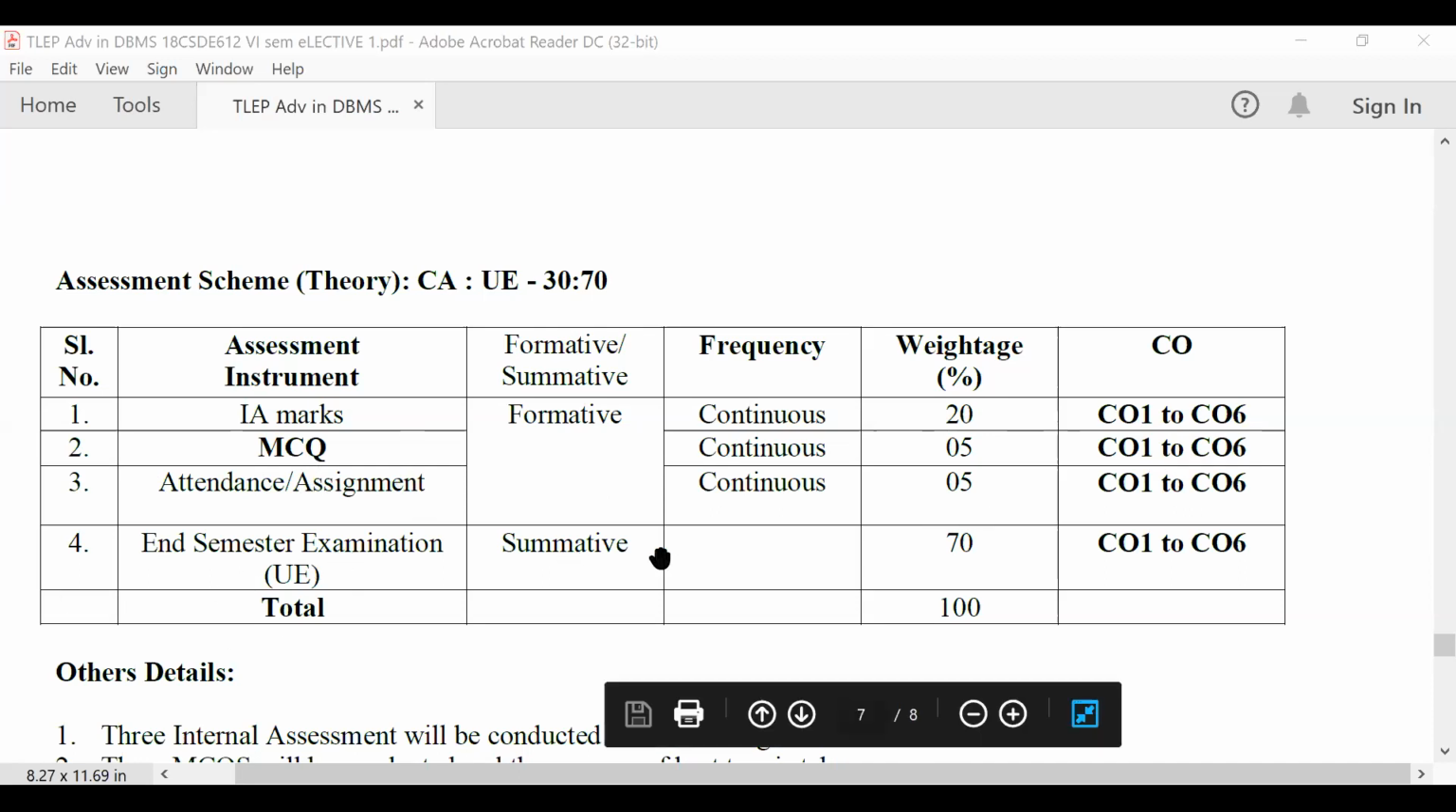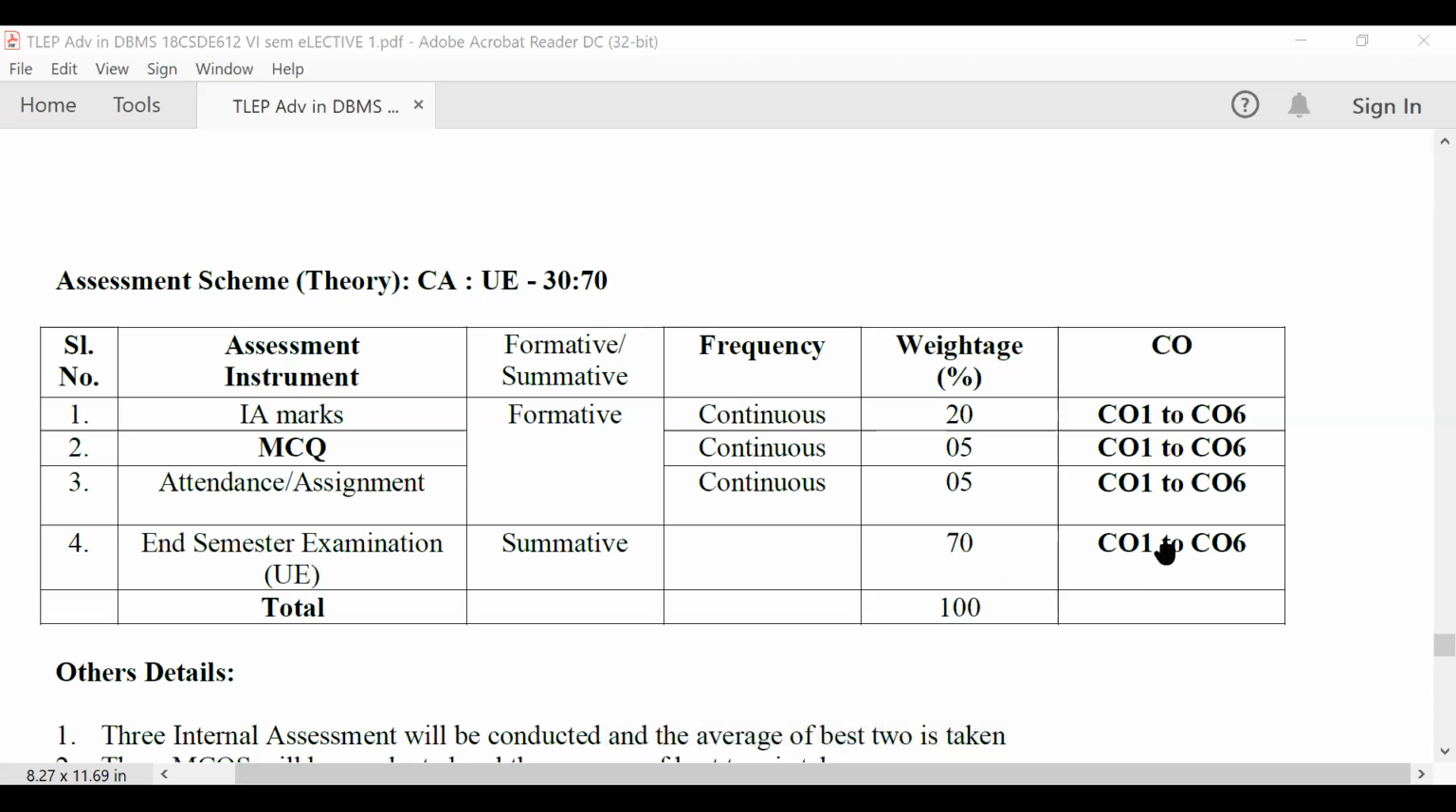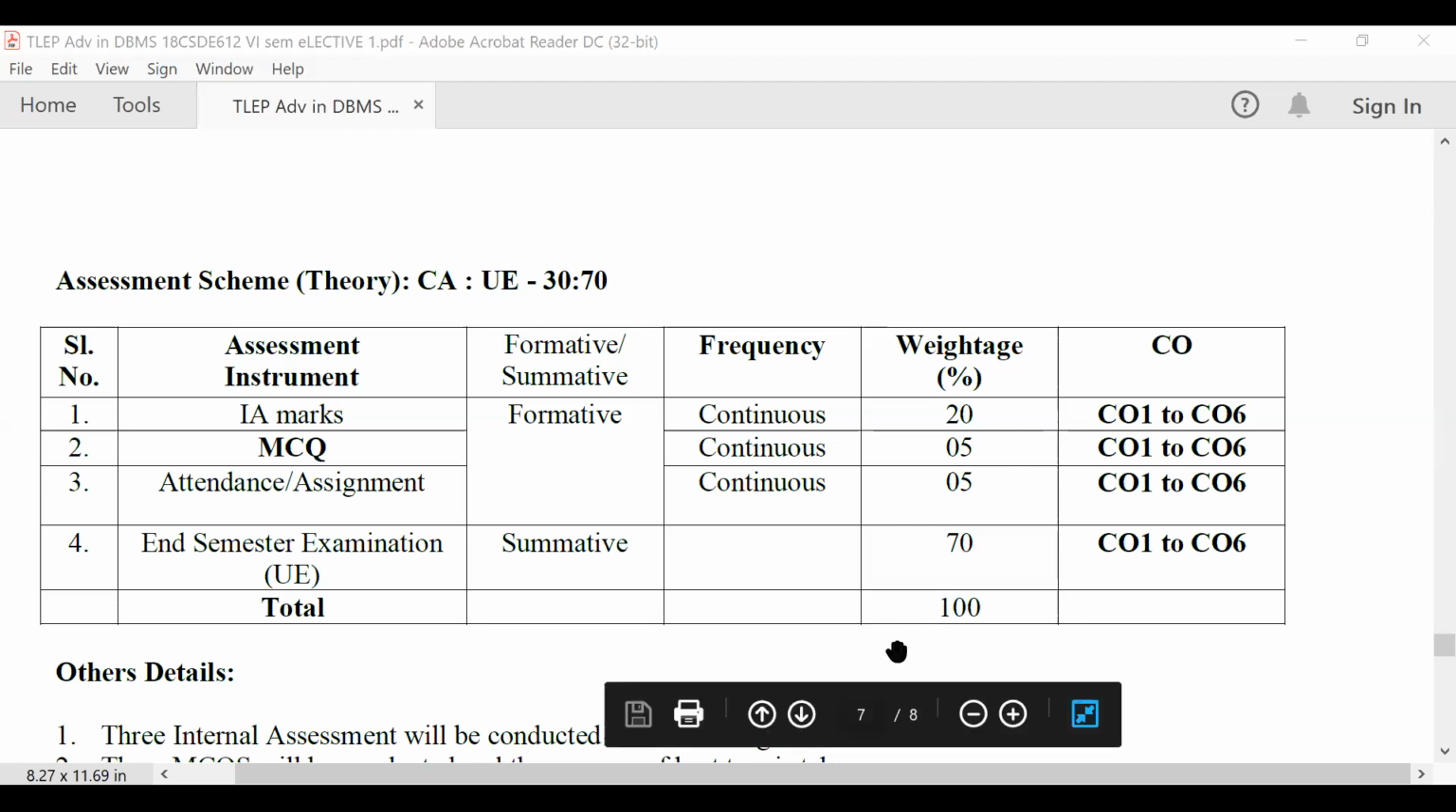Then the semester end exam, summative exam, university exam carries 70 marks. That will cover all your 5 modules. That covers your CO statements 1 to CO6. So internal assessment, CA marks 30: 20 marks for your OET 1 and 2, and MCQ 5 marks. Attendance and assignment carries 5 marks. And university exam carries 70 marks. Minimum passing mark for the university exam is 40 marks. And minimum passing marks in internal assessment, continuous assessment is 0 marks. Totally you have to score 40 marks.